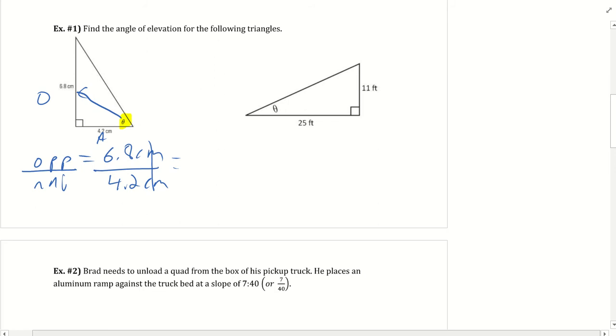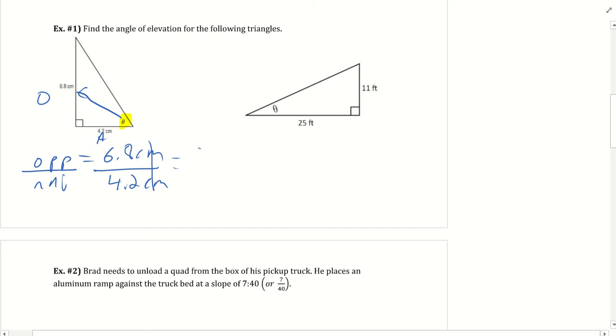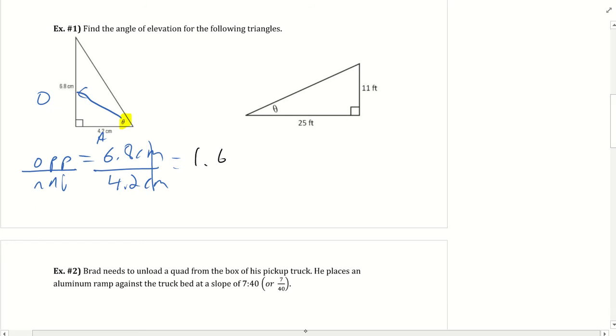We can bring in our handy dandy calculator and we can go 6.8 divided by 4.2, and that gives us a ratio of about 1.6. Is that what we have there? Yeah, but we'll put it to 2 decimal places and go 1.62. So I just rounded off. That would be our slope, but that's also the ratio between rise and run.